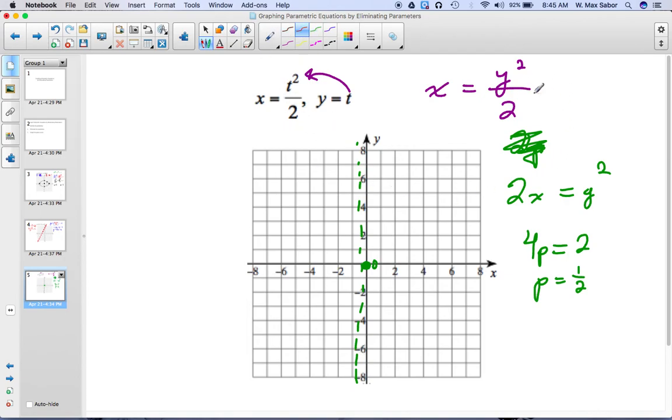And then plugging in some other points for x and y. Let's plug in, say, 2 for x. That'll give us 2 or negative 2 for y. That can give us a sense of what our parabola is going to look like. All right, that's how we can graph parametric equations by eliminating parameters. We get rid of the t, or whatever parameter there is, and then graph the plane curve.